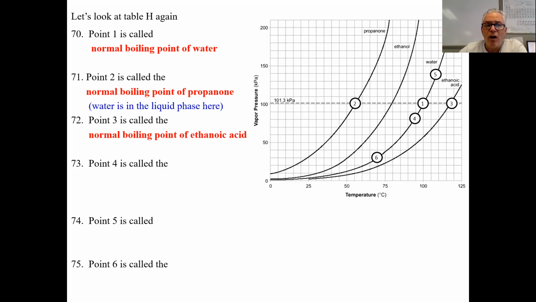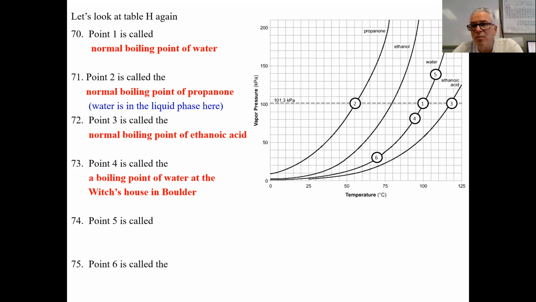So point 4 actually is a boiling point at the witch's house in Boulder. It's a long story.